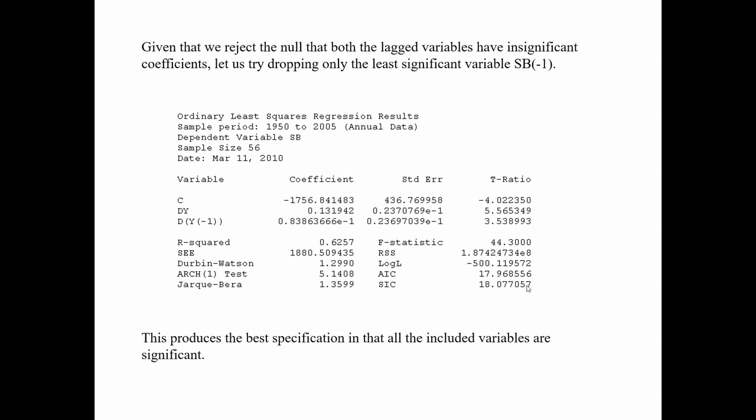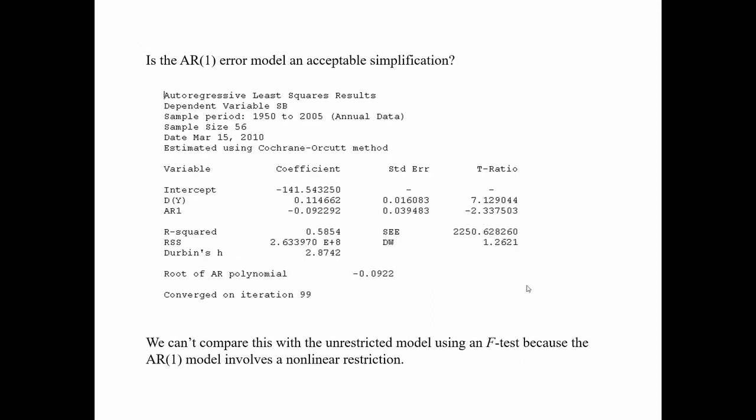And this is the equation we get there, just imposing the one restriction. We know that that restriction is valid because we can do a t-test for it. And this is a better specification than we obtain by imposing 2 restrictions at the same time. Okay. Another question we could ask here is, is the autoregressive error model an acceptable simplification of this?